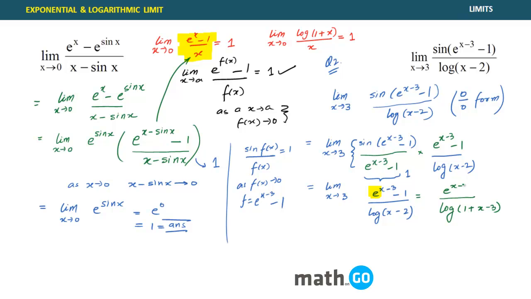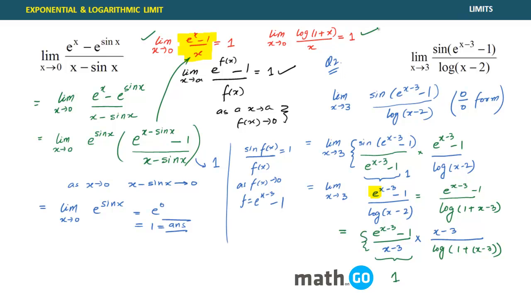See to it, the question is still the same. And if I have to solve this further, what will I do? For this particular thing to get solved, what do you require? Yes, you require x minus 3 in the denominator. So I multiply and divide this particular quantity by x minus 3, and let's see what we will get here. We will get log of 1 plus x minus 3 in the function, right? So if you see this property here, this reduces to 1. If you check this property here, this also reduces to 1. So the net answer here is nothing but 1 only.